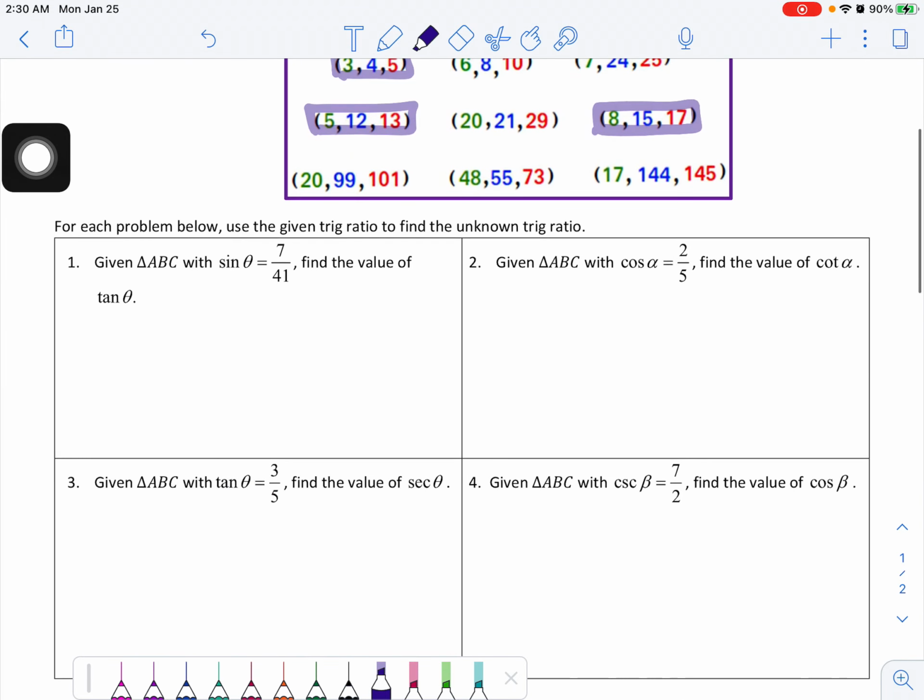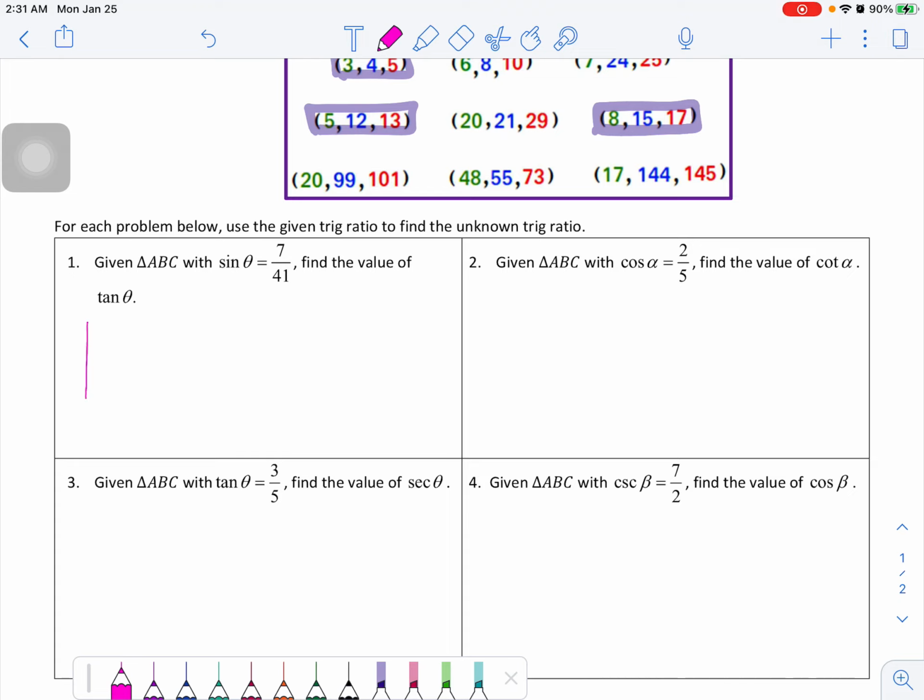All right. So in problems 1 through 4, I am giving you one trig ratio and asking you to find a different one. Now, we did stuff like this when we were dealing with the law of cosines problems, and I gave you a triangle, and I said to find the tangent of something, or the sine of theta. So this is kind of in that same vein.